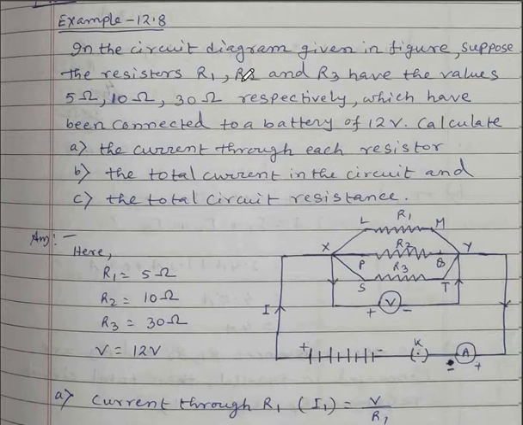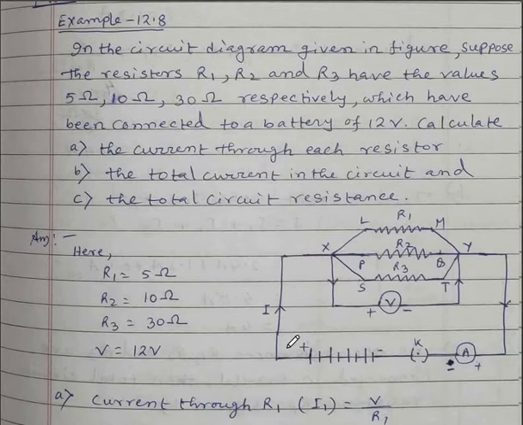In the circuit diagram given below, the resistors R1, R2, R3 having values 5 ohm, 10 ohm, 30 ohm have been connected to a battery of 12 volt. Calculate the current through each resistor and the total circuit resistance.